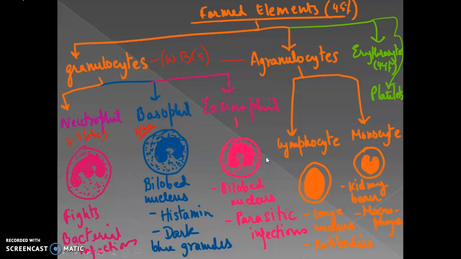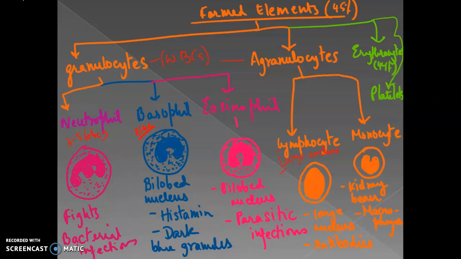Okay, so talking about the agranulocytes, they are of two types. We have lymphocyte and monocyte. Now, lymphocyte, as you see, has a large nucleus. Will you remember that? Lymphocyte, large nucleus. LL. And the nucleus is so large that it takes up most of the space, and you can see a thin halo of cytoplasm on the periphery. Lymphocyte is responsible for producing antibodies.